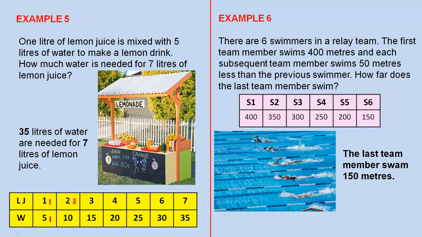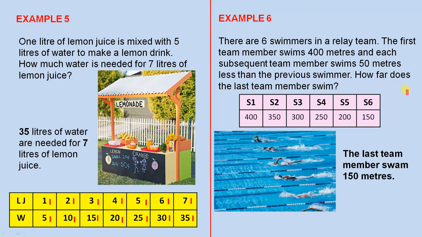2 litres of lemon juice is mixed with 10 litres of water. 3 litres of lemon juice is mixed with 15, and so on. 4 is mixed with 20. 5 is mixed with 25. 6 is mixed with 30. And 7 litres of lemon juice is mixed with 35 litres of water. So 35 litres of water are needed for 7 litres of lemon juice. See how easy this is with a table.